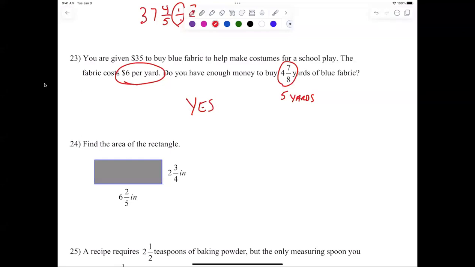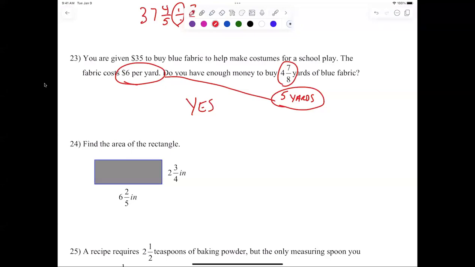And some of you are like, well, if I just round this to 5, 5 times 6 is 30. I've got enough. Does everybody agree with that? All right. So I want everybody, there's lots of ways to do this. You could have said 35 divided by 6. Everybody do 35 divided by 6. That's exactly what I want to hear. Good job. 35 divided by 6. And what does that say? You could buy that many yards. So the answer would be yes, either way.